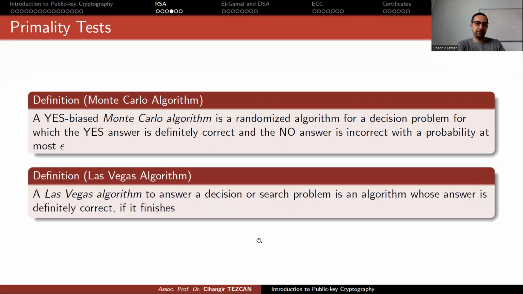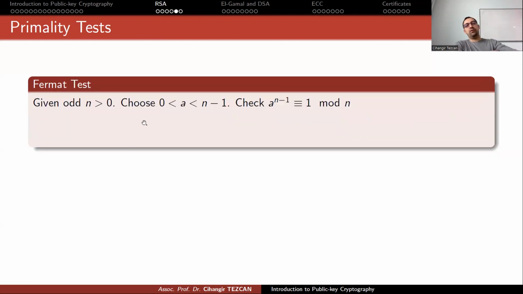There's also the Las Vegas type of algorithm. A Las Vegas algorithm to answer a decision or search problem is an algorithm whose answer is definitely correct if it finishes. So sometimes you run it and it goes forever and doesn't give you an answer. Here we are going to talk about Monte Carlo type algorithms. The Fermat test is an example of this.